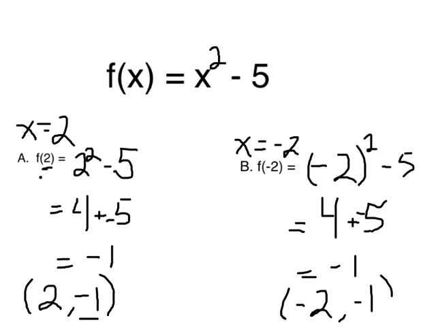Is this a function? If we look at it, we end up with -1 as outputs for two different inputs. But the question still remains, for our one input, how many possible outputs were there? And there was just one possible output, so it still is a function.